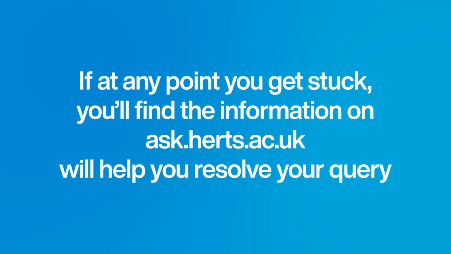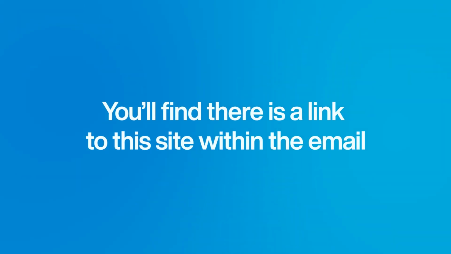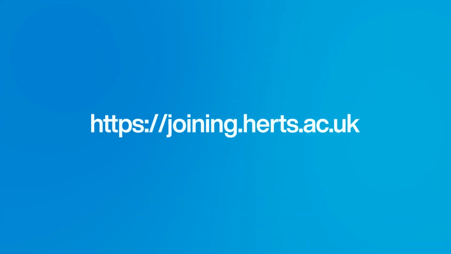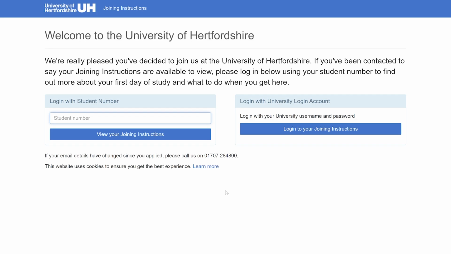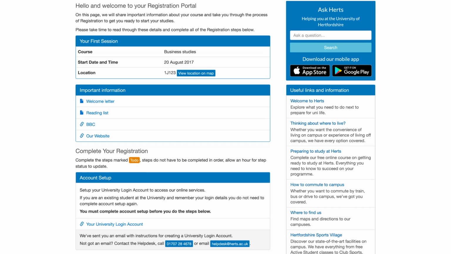If at any point you get stuck, you'll find the information available on ask.herts.ac.uk, which will help you resolve your query. For most new students, you will need to log into your registration portal. You'll find there is a link to this site within the email. You can also reach this site via https://joining.herts.ac.uk. You will need to log in with your 8-digit university student ID or your university login account. Once you have logged in, you will be able to see all of the next steps in the process.